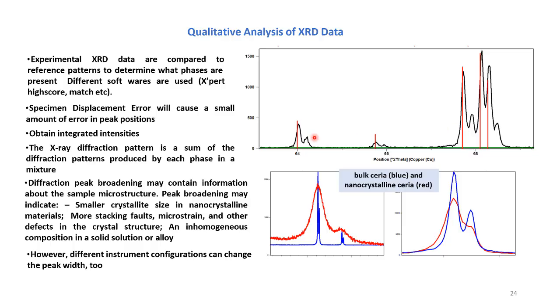Here the diffraction peak broadening will also occur, and it contains information about the sample microstructure, as I told. Peak broadening may indicate smaller crystallite size in nanocrystalline materials, or more stacking faults, or microstrain and other defects in the crystal structure, and an inhomogeneous composition in a solid solution or alloy. In those cases, we still get a peak broadening. However, different instrument configuration can change the peak width too. So, if the instrument is different, then the peak width will also change.